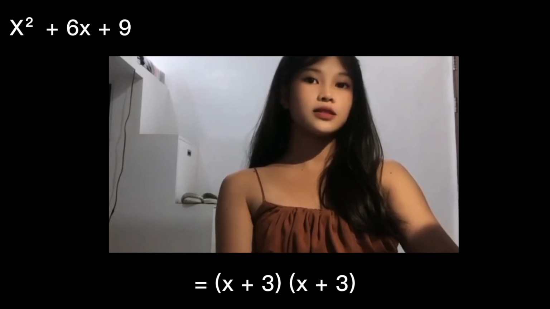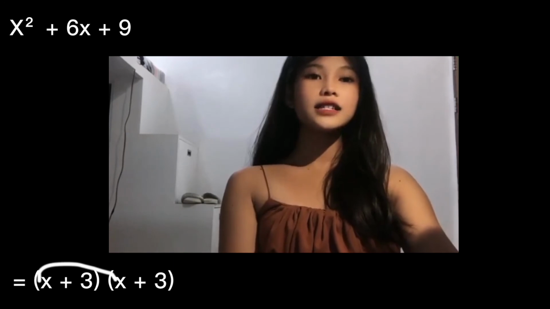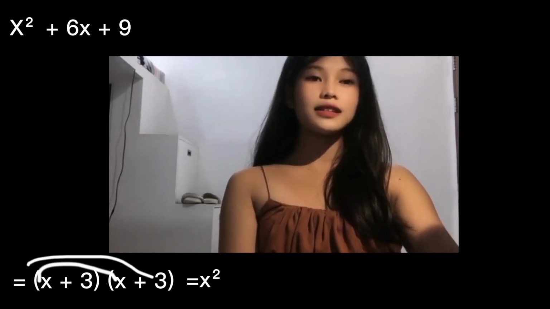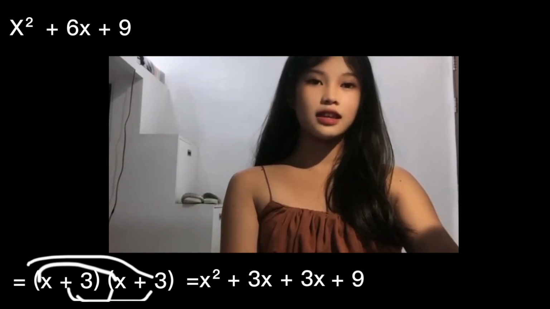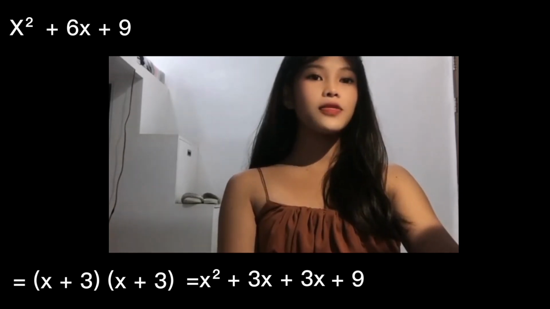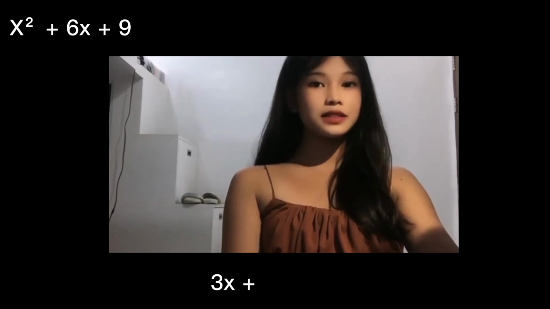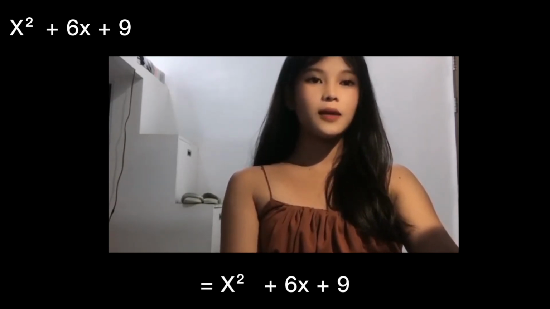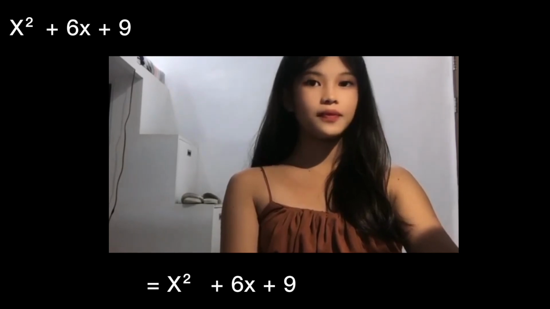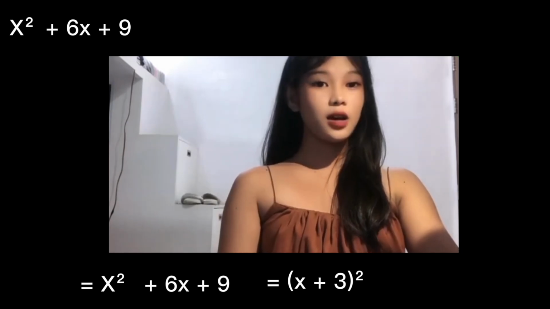To check if your answer is correct, FOIL the expression. So let's FOIL it. x times x is x squared, x times 3 is 3x, and 3 times x is also 3x. And last, 3 times 3 is 9. So if you add the middle terms, it's going to be 6x because 3x plus 3x is equal to 6x. So you will get the expression x squared plus 6x plus 9. So we can write it as x plus 3 squared to make it a perfect square trinomial.